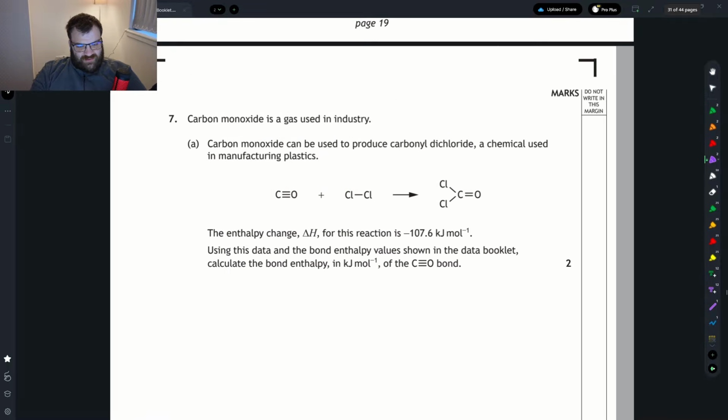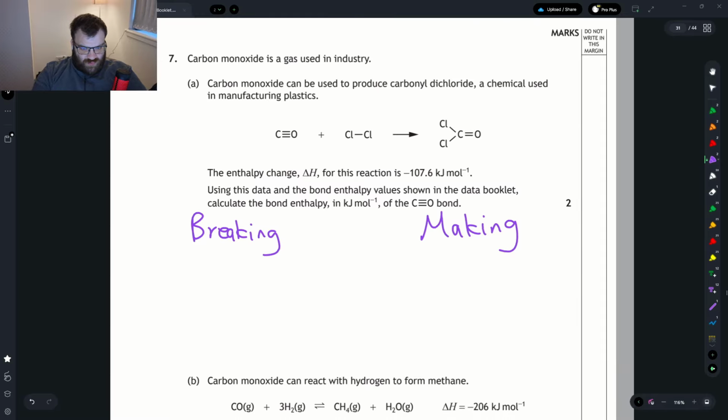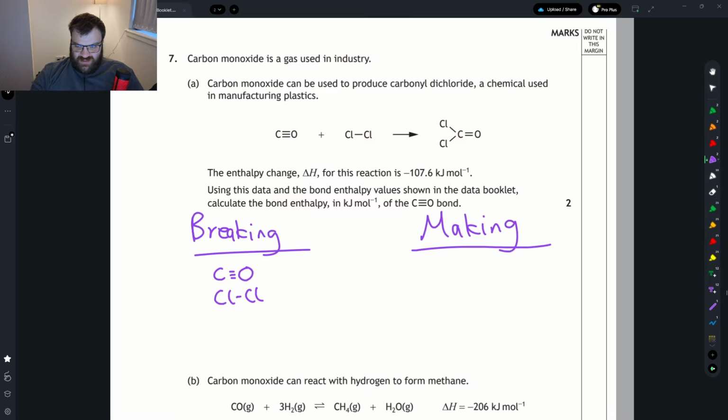In question 7, we're dealing with bond enthalpies. We need to be thinking about breaking and making of bonds. Let's first make a little list of any bonds that need broken. We have a C triple bond O, and we also have a Cl-Cl. And then on the other side, we've got 2 C-Cl and 1 carbon double bonded to an oxygen.